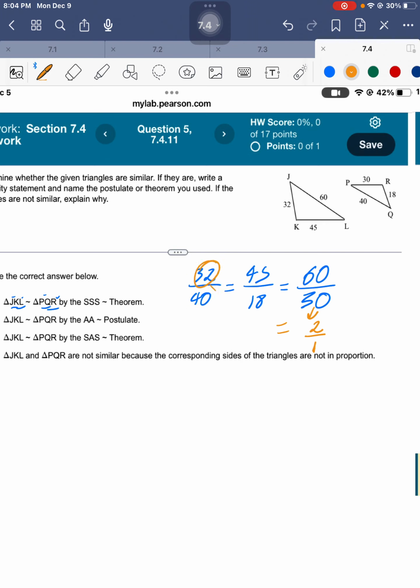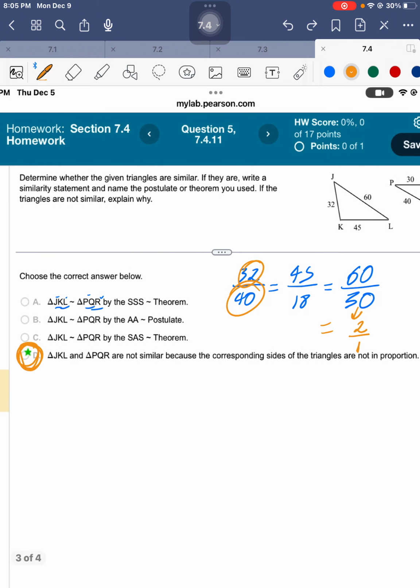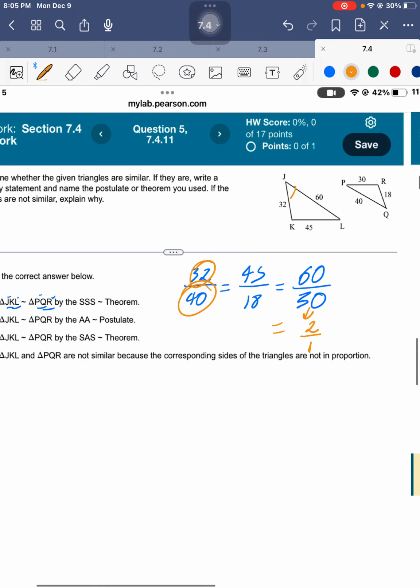If I do the math, it doesn't really matter, right? Because isn't this going to be smaller than 1? Because it's 32 over 40. So this isn't even greater than 1. This is less than 1 anyways, so anything less than 1 obviously is not going to equal 2. So I already know that this is not right. So my answer should be D. And it is right there.